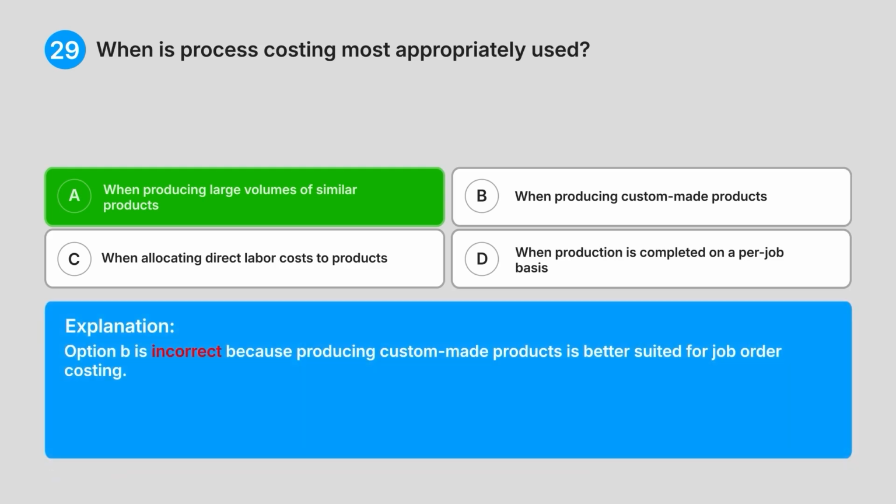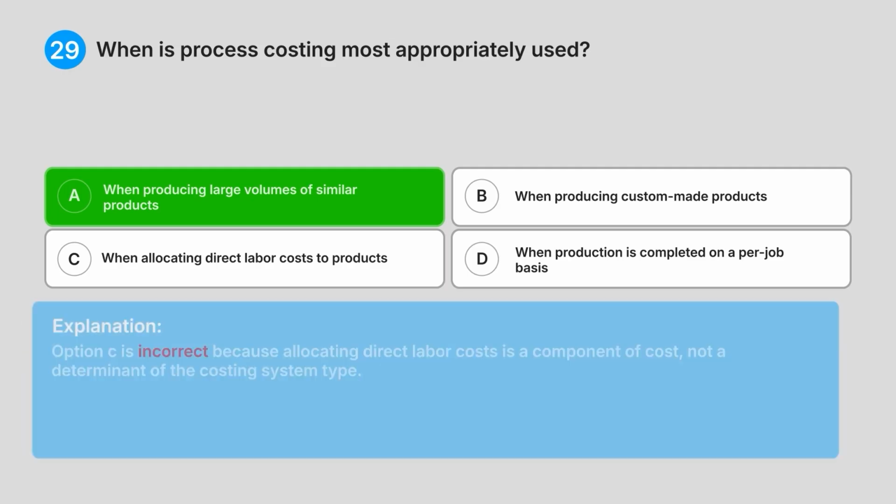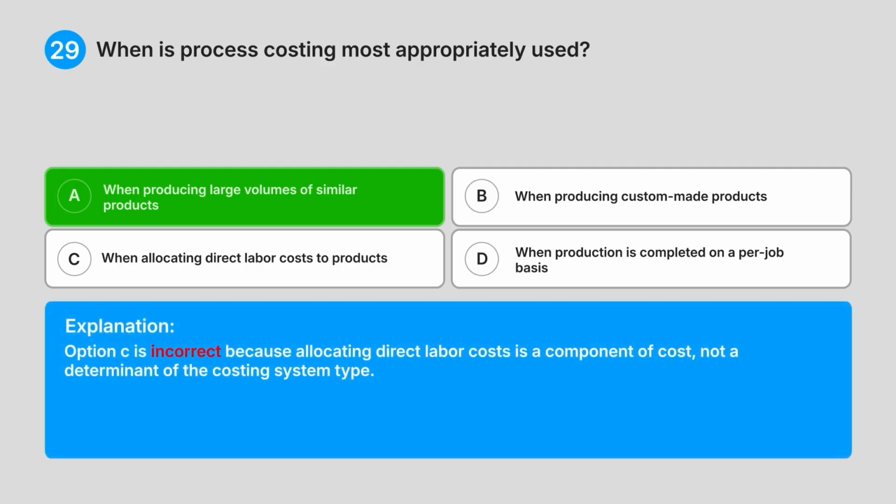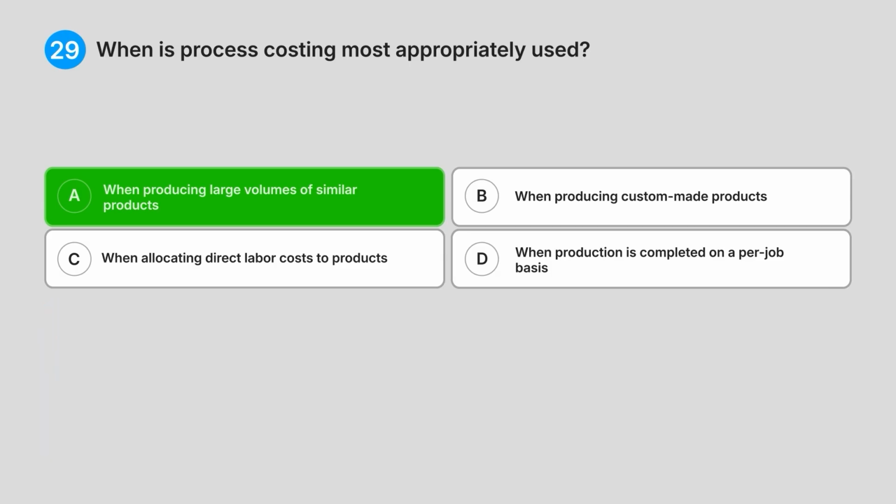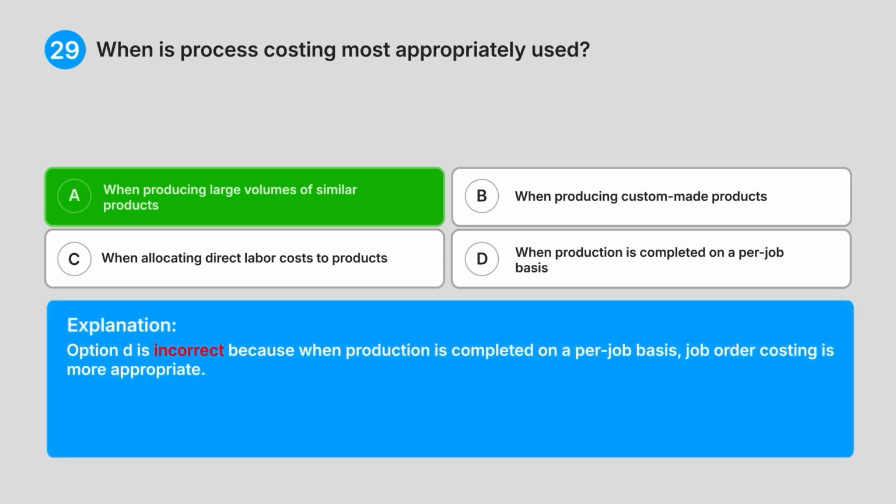Option B is incorrect because producing custom-made products is better suited for job order costing. Option C is incorrect because allocating direct labour costs is a component of cost, not a determinant of the costing system type. Option D is incorrect because when production is completed on a per-job basis, job order costing is more appropriate.